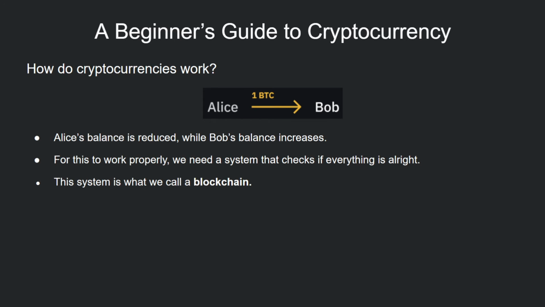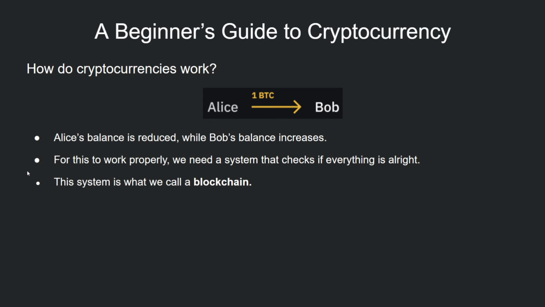Let's imagine that Alice sends 1 Bitcoin to Bob. In reality, there's a bit more to this process, but for the sake of simplicity, let's just imagine that Alice's balance is reduced while Bob's balance is increased. And for this transaction to be confirmed and validated, we need some kind of database or ledger that ensures everything is correct. In other words, for this to work properly on a large scale, we need a system that checks if everything's all right. And this system is what we call a blockchain.